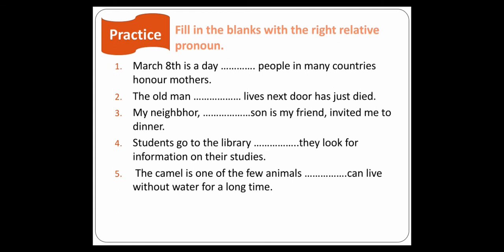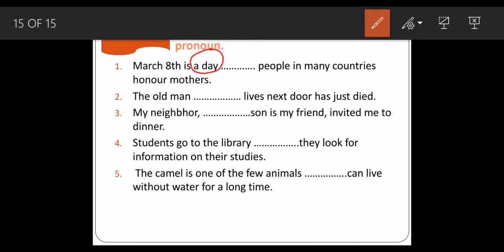Fill in the blanks with the right relative pronoun. Now the first sentence, March 18th, is a day people in many countries honor mothers. Now here, the noun we are going to describe is a day. And a day refers to time. So we have to use when. March 18th is a day when people in many countries honor mothers.